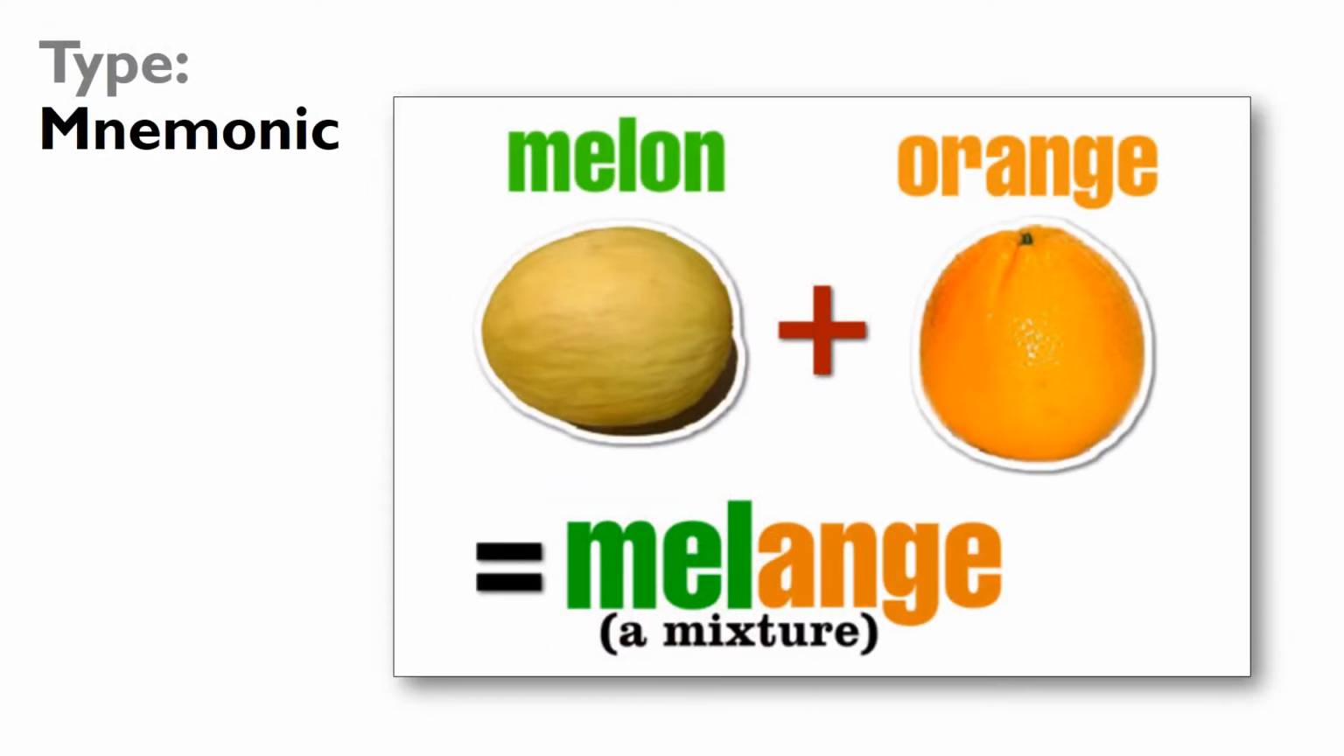The next category of graphics are called mnemonics, and you're probably familiar with these in your life in terms of verbal mnemonics, but these are visual depictions that provide retrieval cues for factual information. So in this case, if you wanted somebody to remember what mélange means, what its definition is, you might represent a melon and an orange mixed together as part of the word.